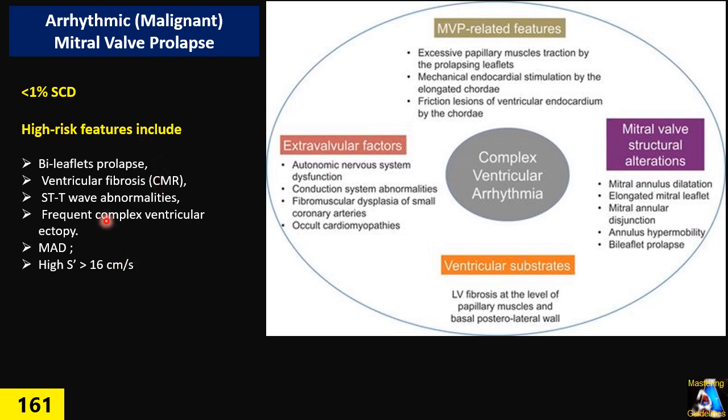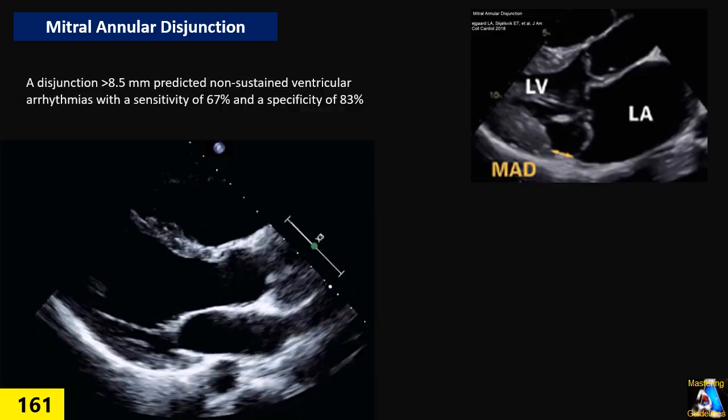And the next one is mitral annulus disjunction, and finally those with a high S prime in the tissue Doppler, TDI. Now let's see what the disjunction is and what about the high S prime in tissue Doppler.